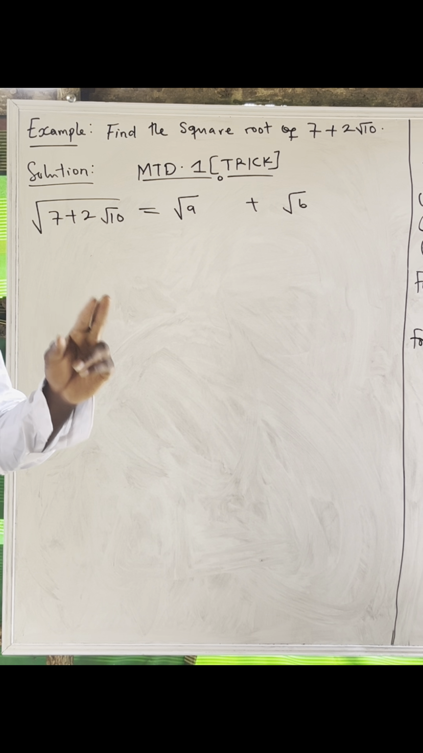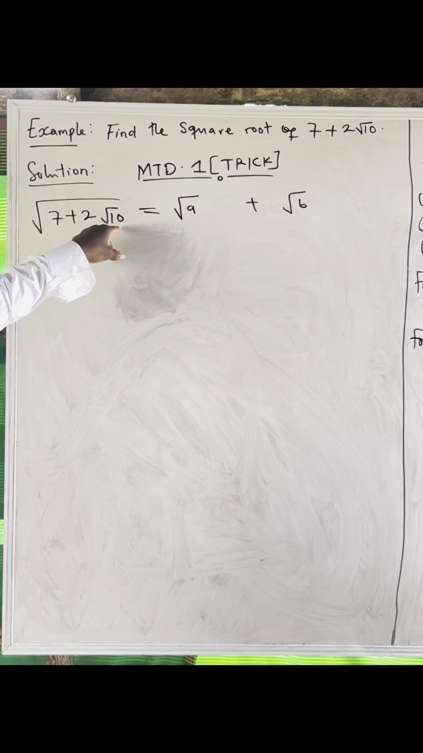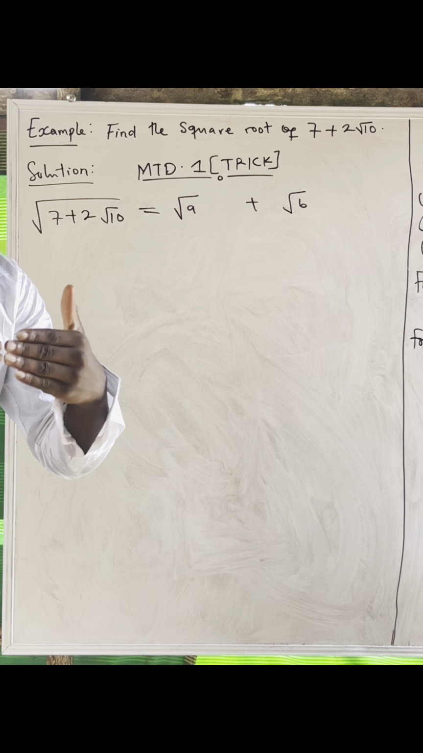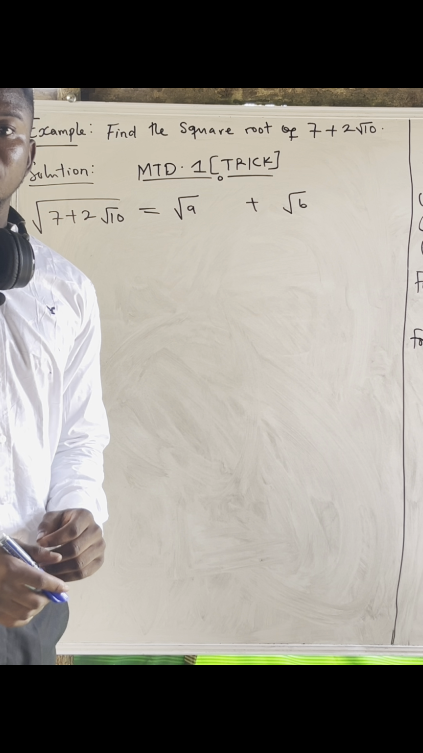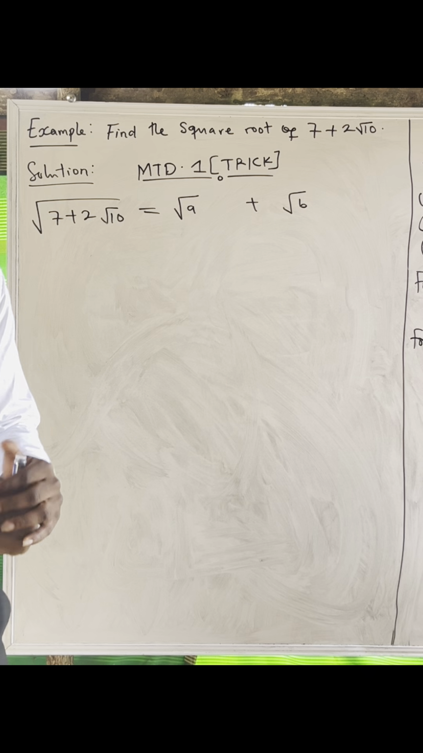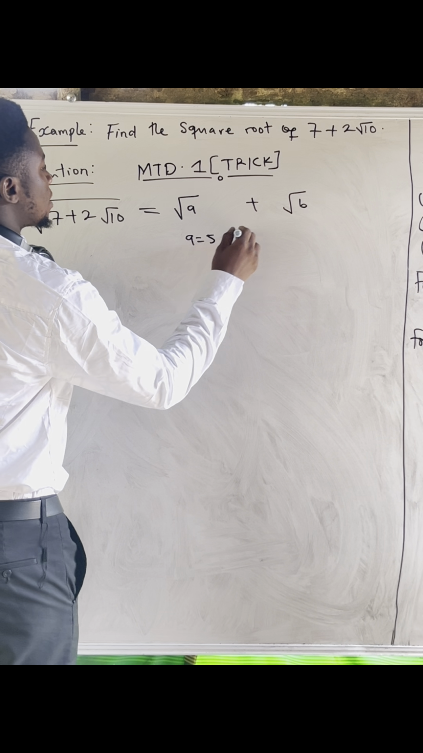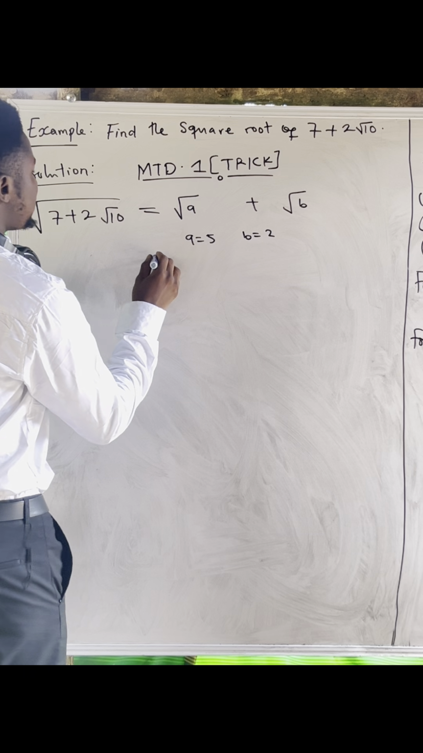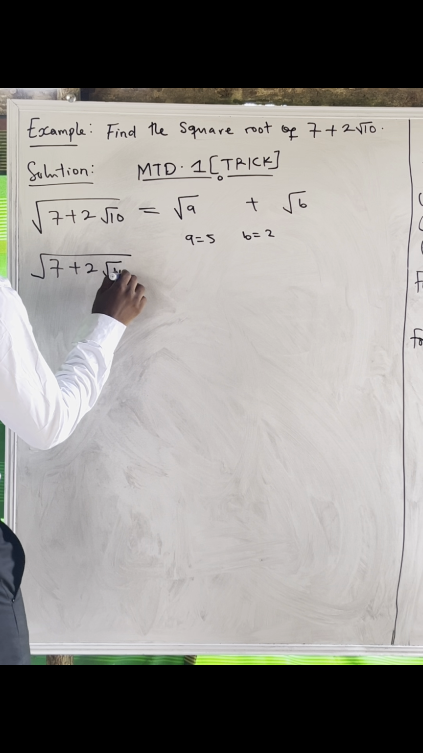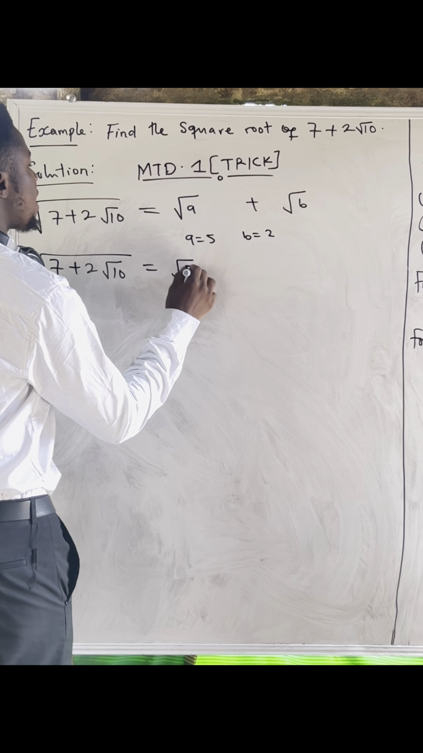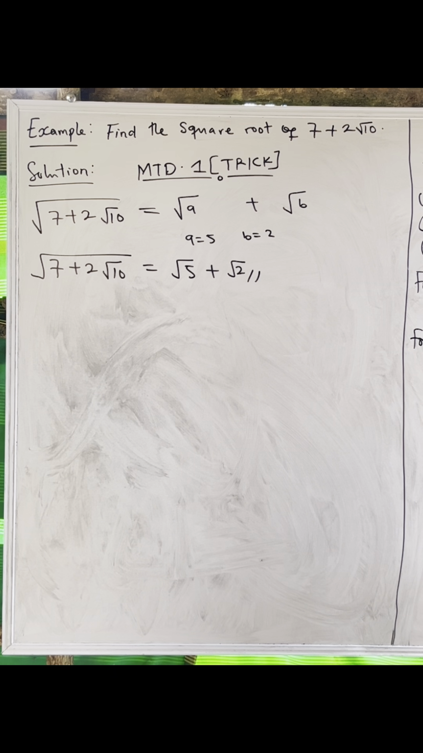So we are going to look for two numbers which, if you multiply them together, we will get the value under the square root, and if you add them together, we are going to get this value here. Guys, what are those values? That is 5 and 2. So this simply means that my a is 5, my b is 2. So the final answer for the square root of 7 plus 2 root 10 is root 5 plus root 2. That's the final answer, guys.